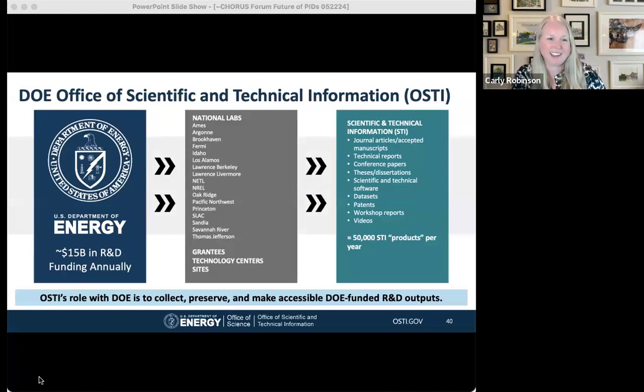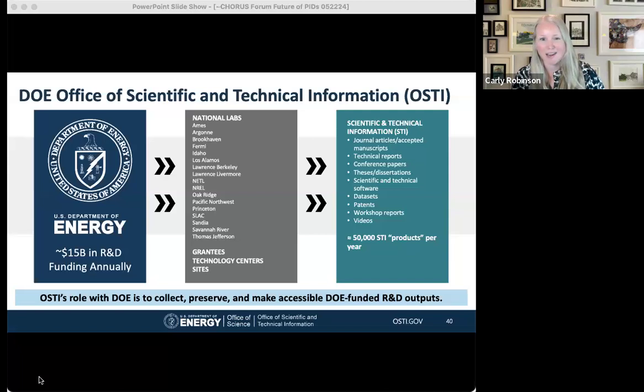So DOE, like other federal agencies, funds research. We fund about $15 billion annually that goes out to the DOE National Laboratories, grantees at universities, other institutions, technology centers, and sites. And of course, from that funding comes research output: journal articles and accepted manuscripts, data sets, software, patents. And that's where my office comes in. Our role within the Department of Energy is to collect, preserve, and make accessible DOE-funded research outputs.